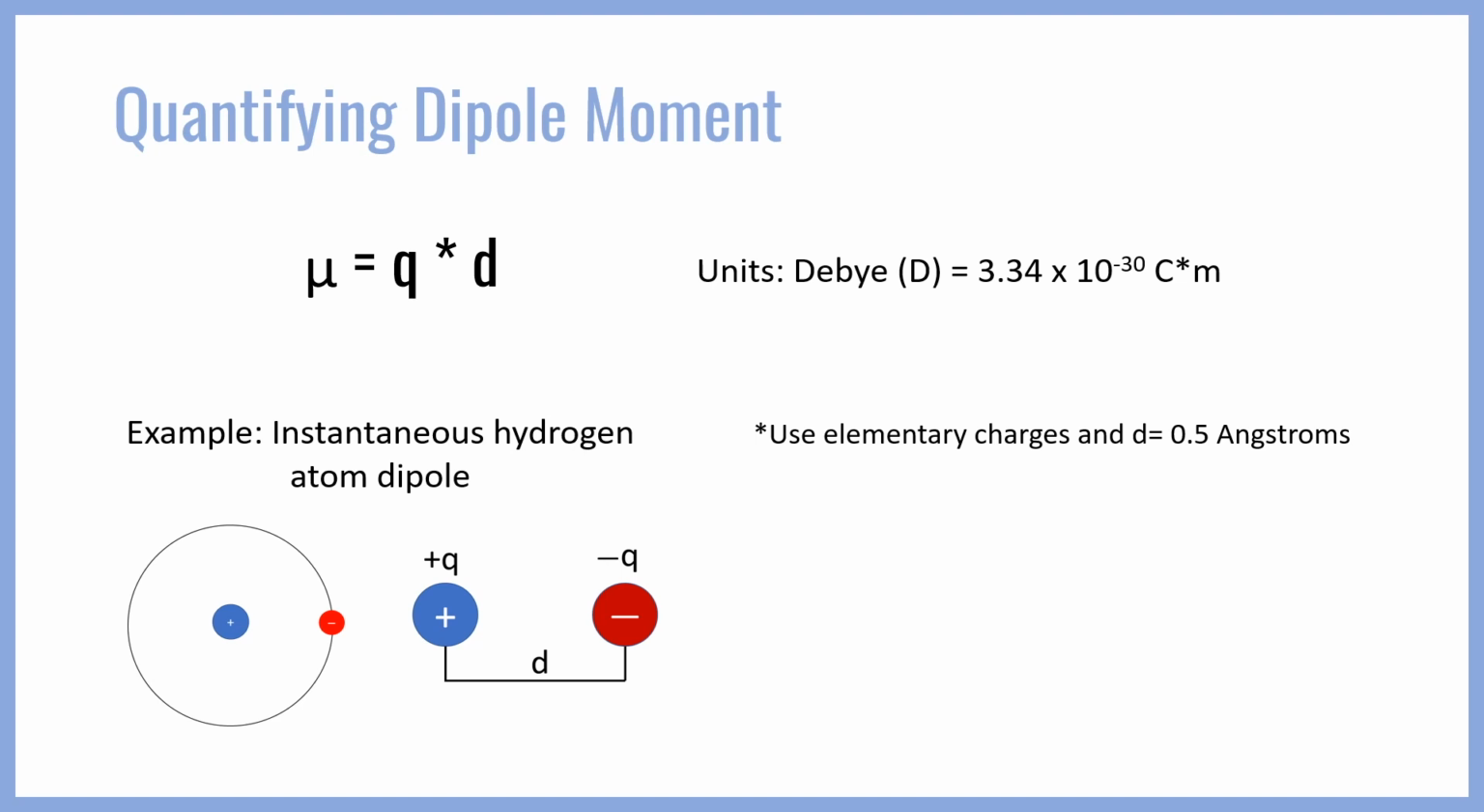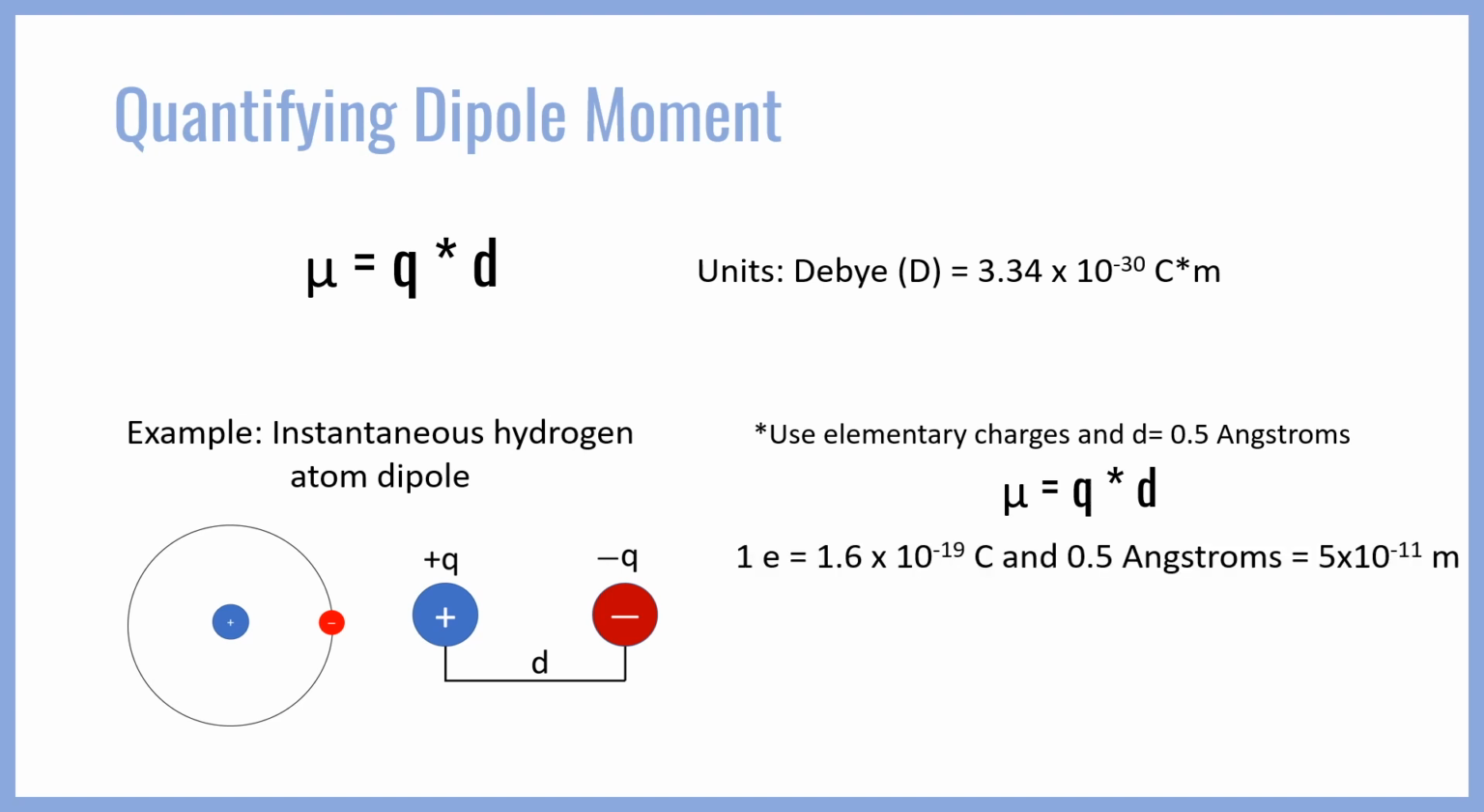We are then going to apply our mu equals Q times D relation to solve for the dipole moment. To use this formula, though, the charge needs to be in terms of coulombs and the distance in terms of meters. So we're going to convert our elementary charge from 1e, one elementary charge unit, to 1.6 times 10 to the negative 19 coulombs, and the distance from 0.5 angstroms to 5 times 10 to the negative 11 meters. We're then going to plug in these values into the equation and multiply them together.